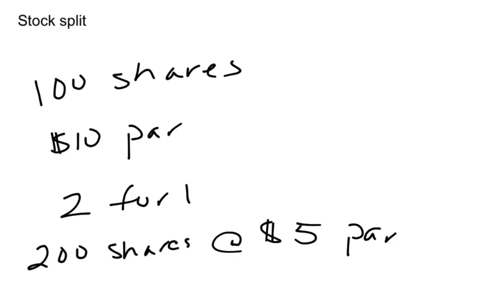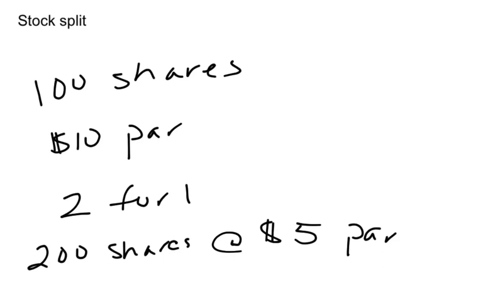Companies do this to help lower the market price per share and make their shares more marketable in a marketplace if they've gotten too high, or maybe if the investment has stagnated somewhat. So this is one way they can do this, and again it doesn't affect their equity at all. It just changes the number of shares outstanding and the par value per share.